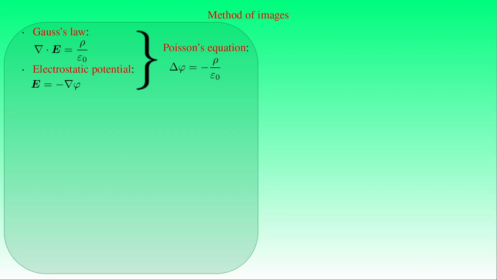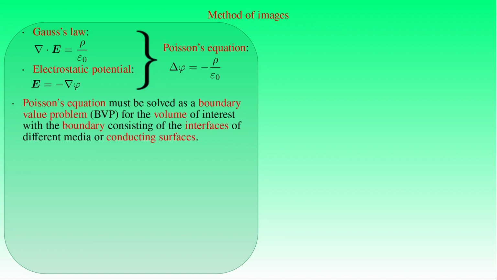In the study of conductors and electrostatic field, we applied Gauss' law stating that the divergence of the electric field strength E is given by its source charge density ρ over the vacuum permittivity epsilon naught, and expressed the field strength as the negative gradient of the electrostatic potential phi to prove Green's reciprocation theorem. As a result, we obtained Poisson's equation for the potential in vacuum stating that the Laplacian of the potential phi is equal to minus the electric charge density ρ over the vacuum permittivity epsilon naught. In general, this equation must be solved as a boundary value problem for the volume of interest with a boundary consisting of the interfaces of different media or conducting surfaces.